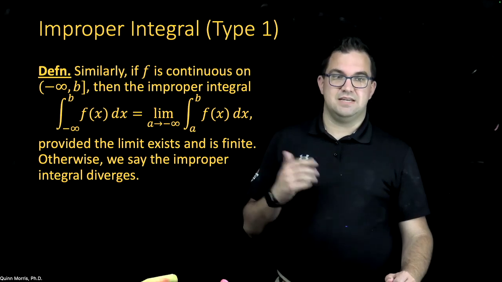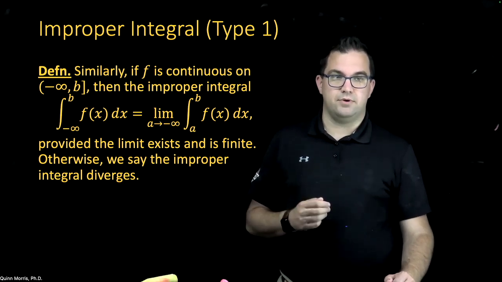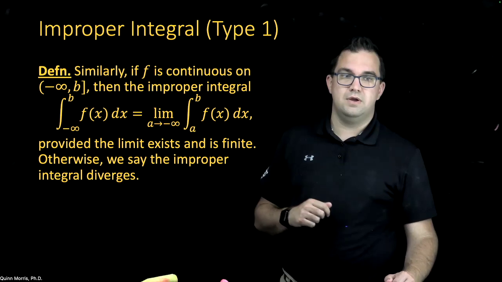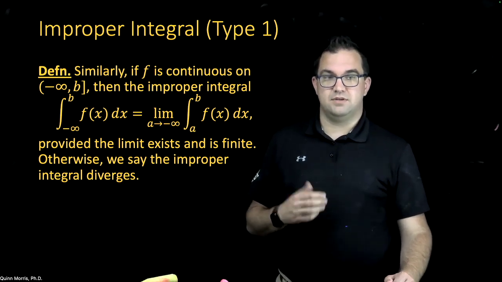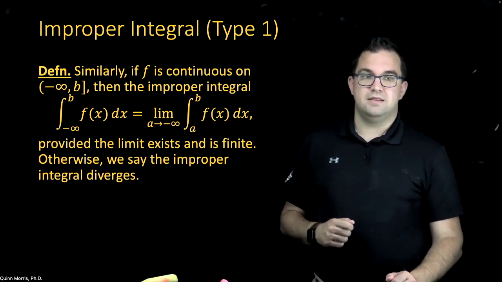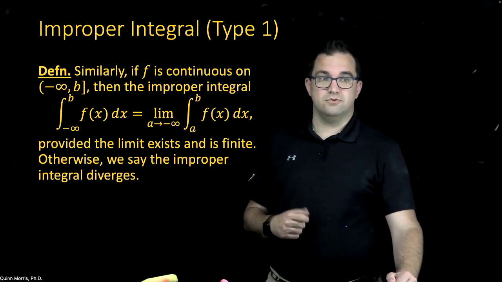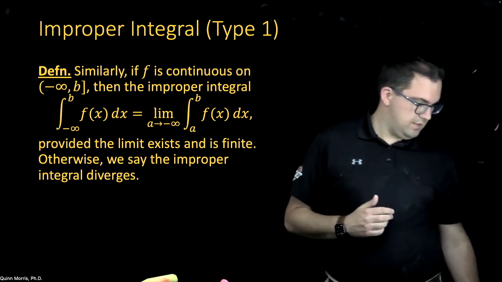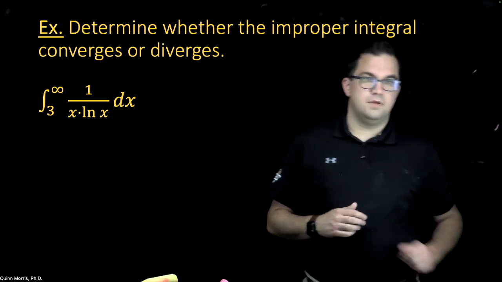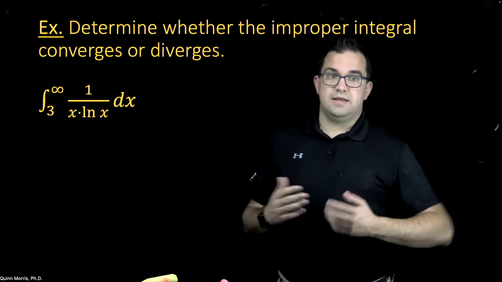Again, if the limit exists and is finite, then we say this improper integral converges to that value. And if that integral does not exist or is not finite, then we would say the improper integral diverges. And we'll see more examples of that in a bit. All right, so let's go ahead and look at another example.